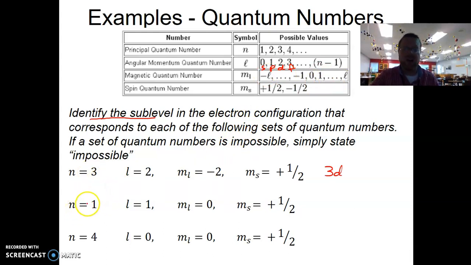Now, in the second scenario, n is equal to 1 and L is equal to 1. Well, n equals 1 tells us the principal energy level is just 1. And L equals 1 tells us we're talking about a P sublevel. Well, the problem with that is there's no such thing as a P sublevel there. The first P doesn't show up in electron configurations until you get to energy level 2. So this is impossible.